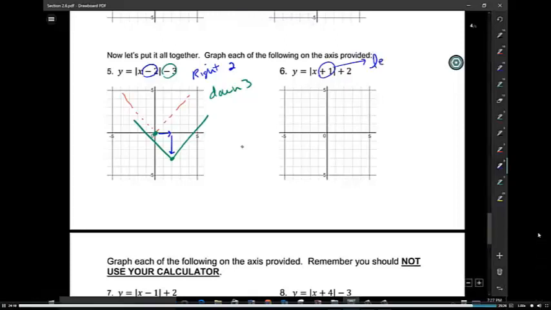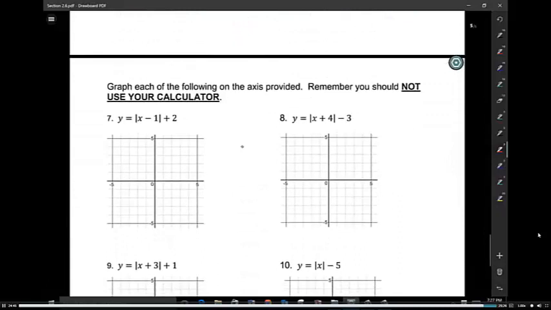Okay, so left 1. And then we're also going to go, what does this plus 2 do? We're going to go up 2. So what used to be right here at the origin has been moved to the left 1 unit and up 2. So there's my new vertex. Right? I went to the left 1 and up 2. So I'm going to draw the basic shape, right, where both sides have a slope of 1 and negative 1. And that's it. So in seconds, you can just look at it and draw the graph.